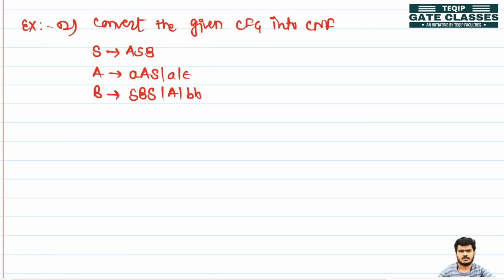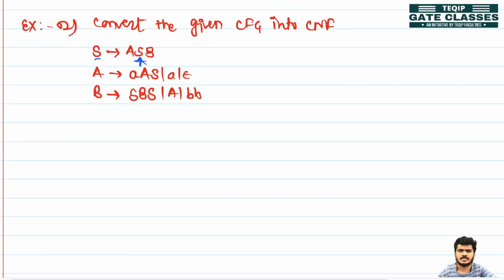So I will explain it in short. According to that, you try to solve this. The first step of the algorithm we saw says that if the start symbol is present in the right hand side, then we have to create a new start symbol. So here S is producing ASB, so the start symbol is occurring on the right hand side, so we have to create a new start symbol. Suppose S naught as the start symbol.